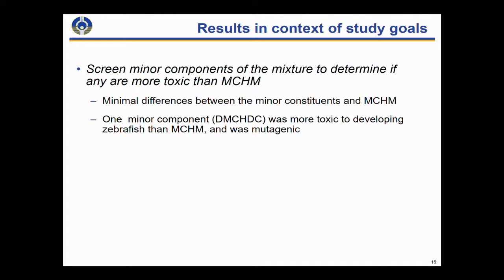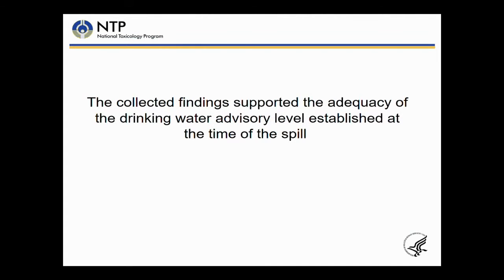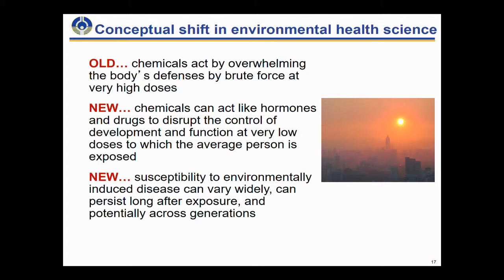So with respect to the minor components, generally there were minimal differences in the minor components and the major methyl cyclohexane methanol. One of these minor components was more toxic to developing zebrafish and was mutagenic. So overall, we felt that the collected findings supported the adequacy of the drinking water advisory level. So that's one story. That's a data poor situation where you basically throw a lot of possibilities at it, and to basically increase your confidence in a situation.